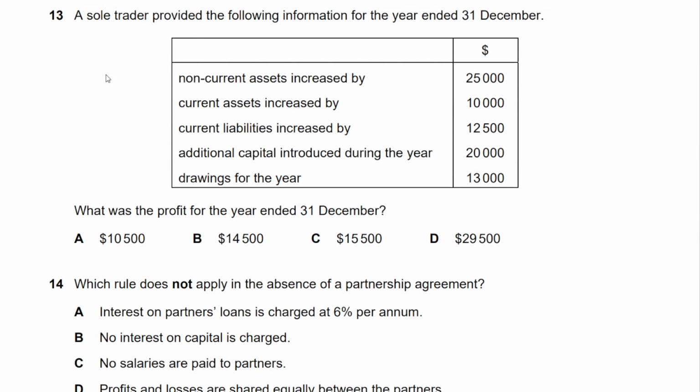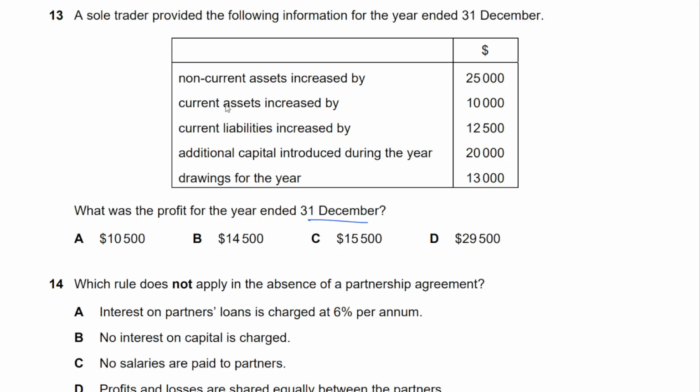Number 13. A sole trader provided the following information for the year ended 31st December. What was the profit for the year ended 31st December? Non-current assets decreased by 25,000. Current assets increased by 10,000. Current liabilities increased by 12,500. Additional capital introduced during the year 20,000.